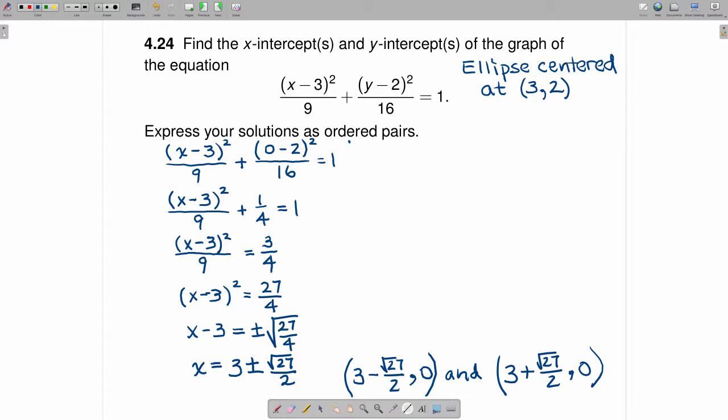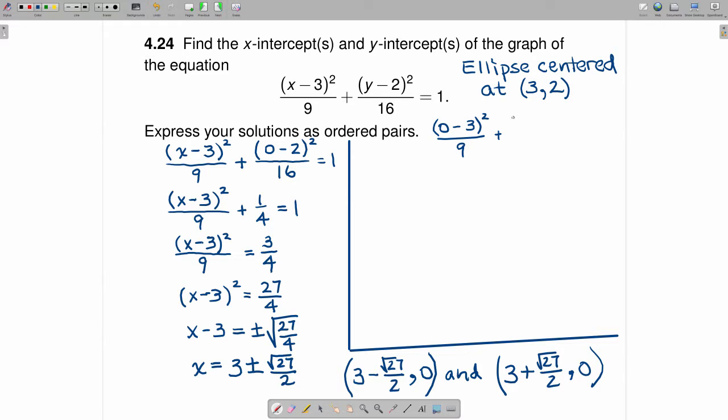Now, to find the y-intercepts, I need to set x equal to 0. So I go up here and I set x equal to 0, and that makes the equation look like this. Now, in this particular case, we can do a little bit of this in our heads. If you take 0 minus 3, that's a negative 3. And a negative 3 squared is positive 9, and 9 divided by 9 is equal to 1. So I'll go ahead and write that down. 1 plus (y − 2)² over 16 is equal to 1.